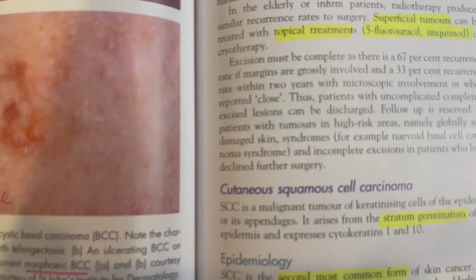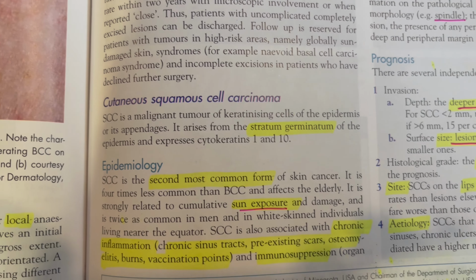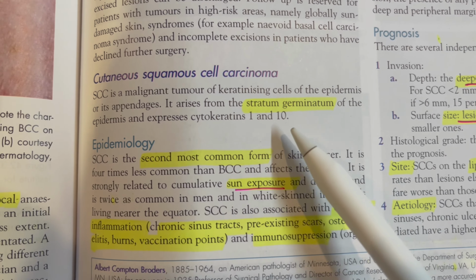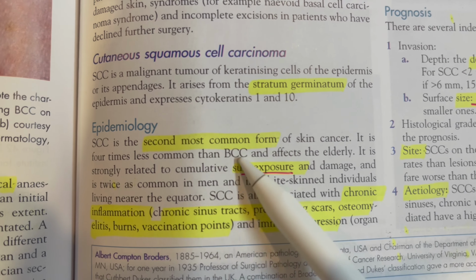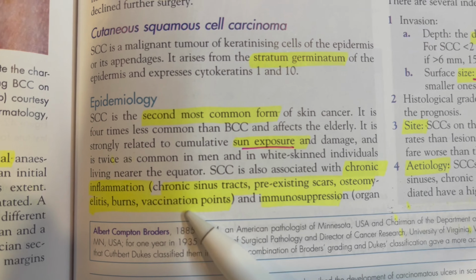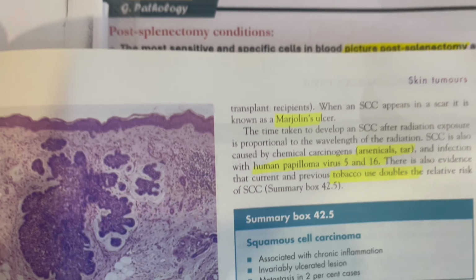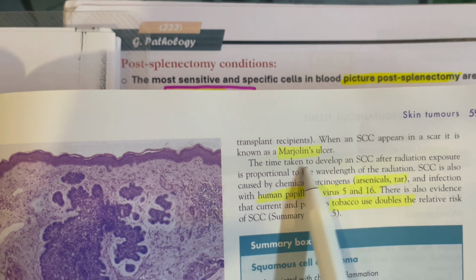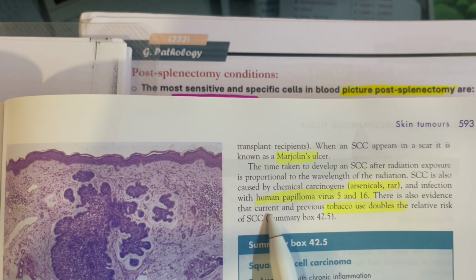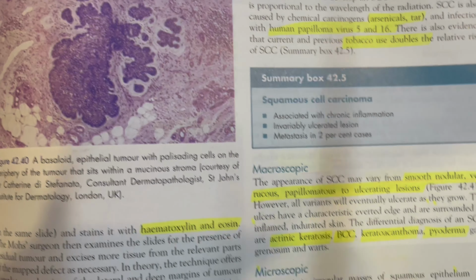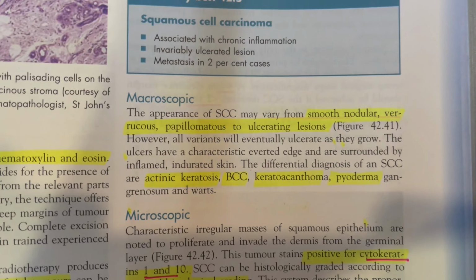Now this is about squamous cell carcinoma. It arises from the stratum germinativum. It is a superficial layer, second most common, in sun exposed areas. Chronic inflammation, sinus tracts, scars, any of these can lead to it. Squamous cell carcinoma appearing in scars is called a Marjolin's ulcer. Human papilloma virus can also lead to it. Chronic inflammation. So how is the treatment?